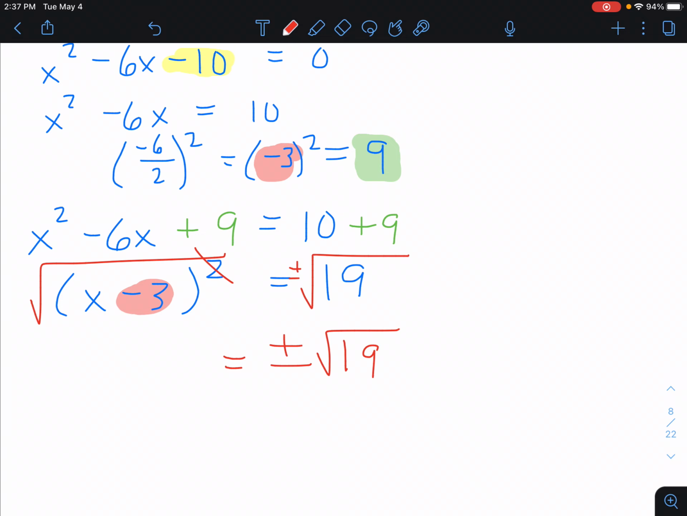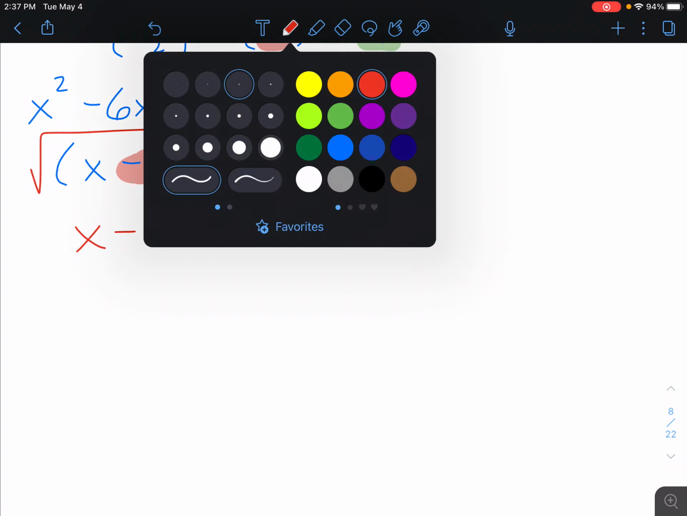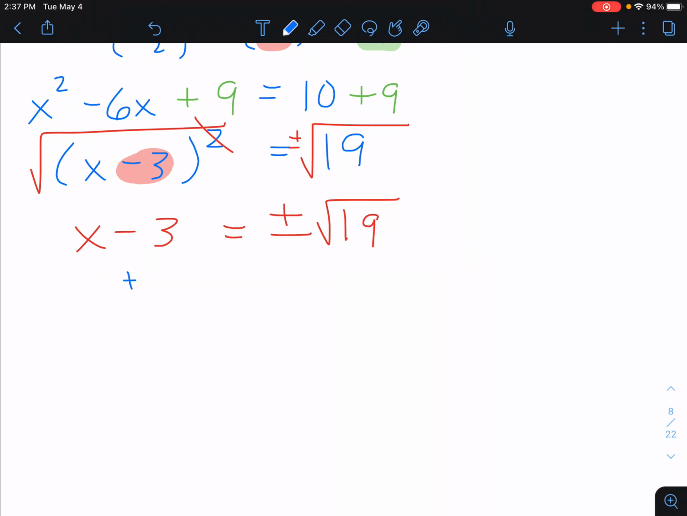On the left side, however, we can drop down the x minus 3 because the parentheses and the squared we were able to get rid of. Now, we are continuing to solve and get x by itself, and that's one easy step to finish this problem. To get x by itself, we would add 3.